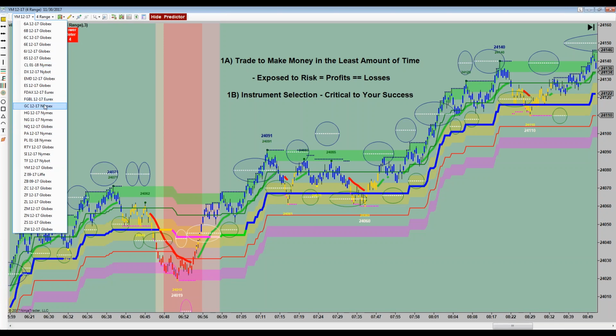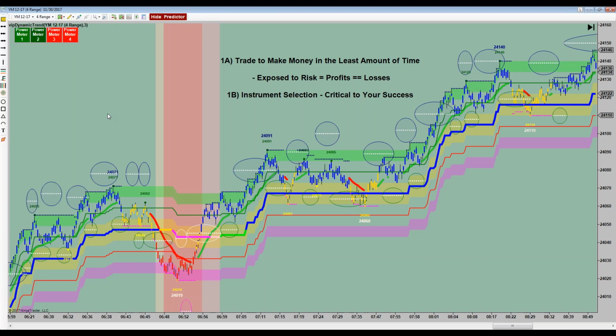We also look at gold. Gold's also $10 a tick, sometimes very methodical in its movement. Now let's talk about NASDAQ. I want a quick show of hands. How many of you trade NQ? Show of hands. How many of you trade NASDAQ?